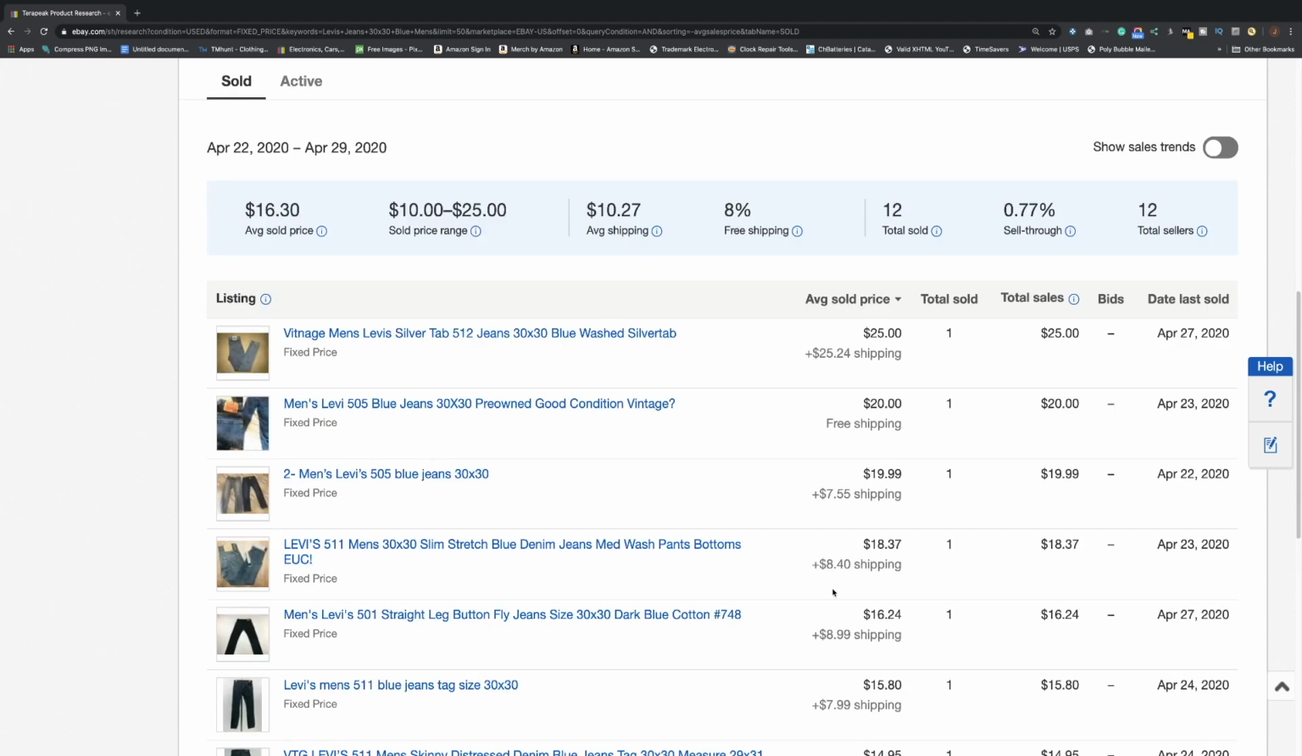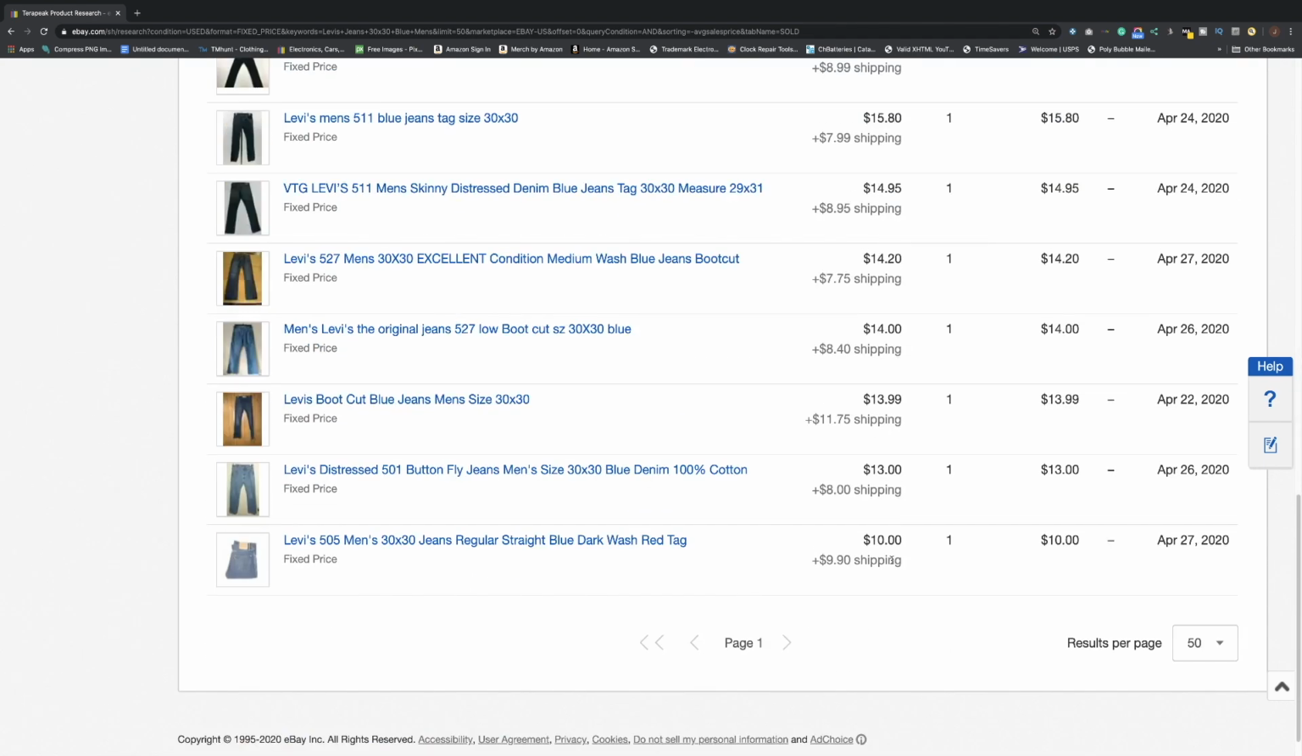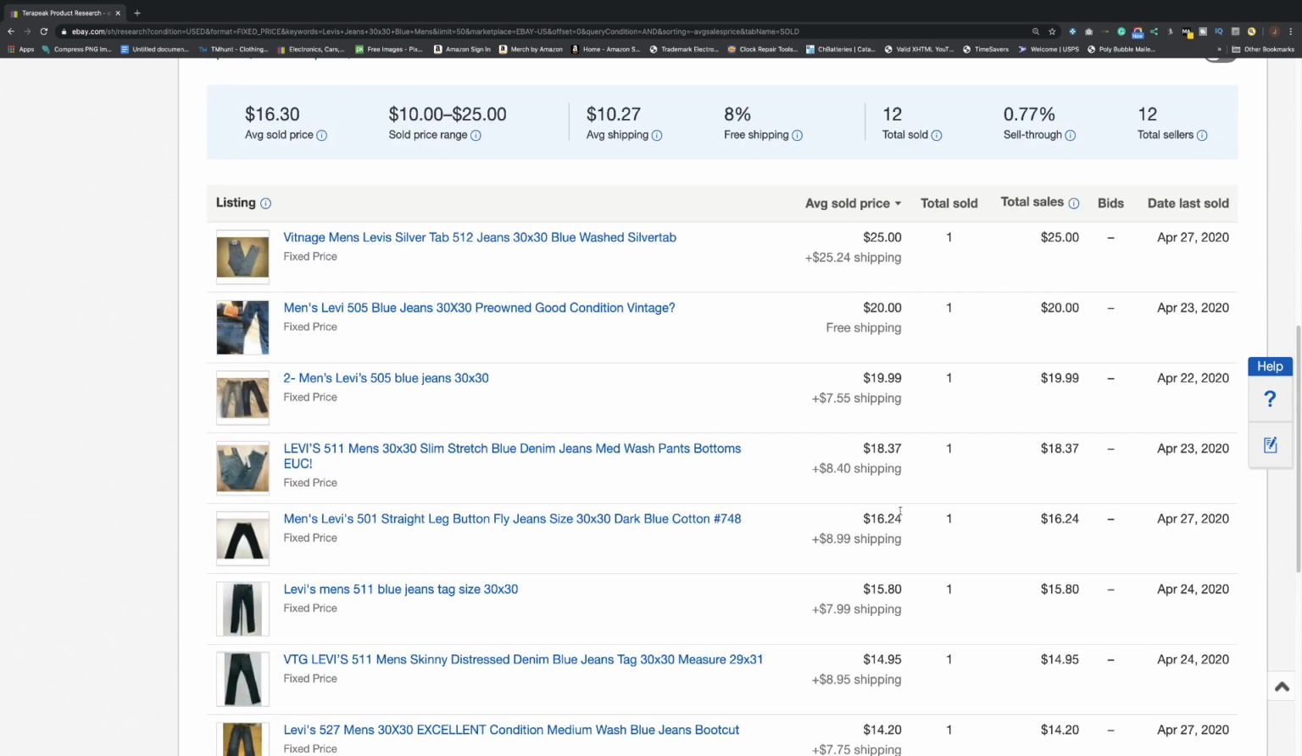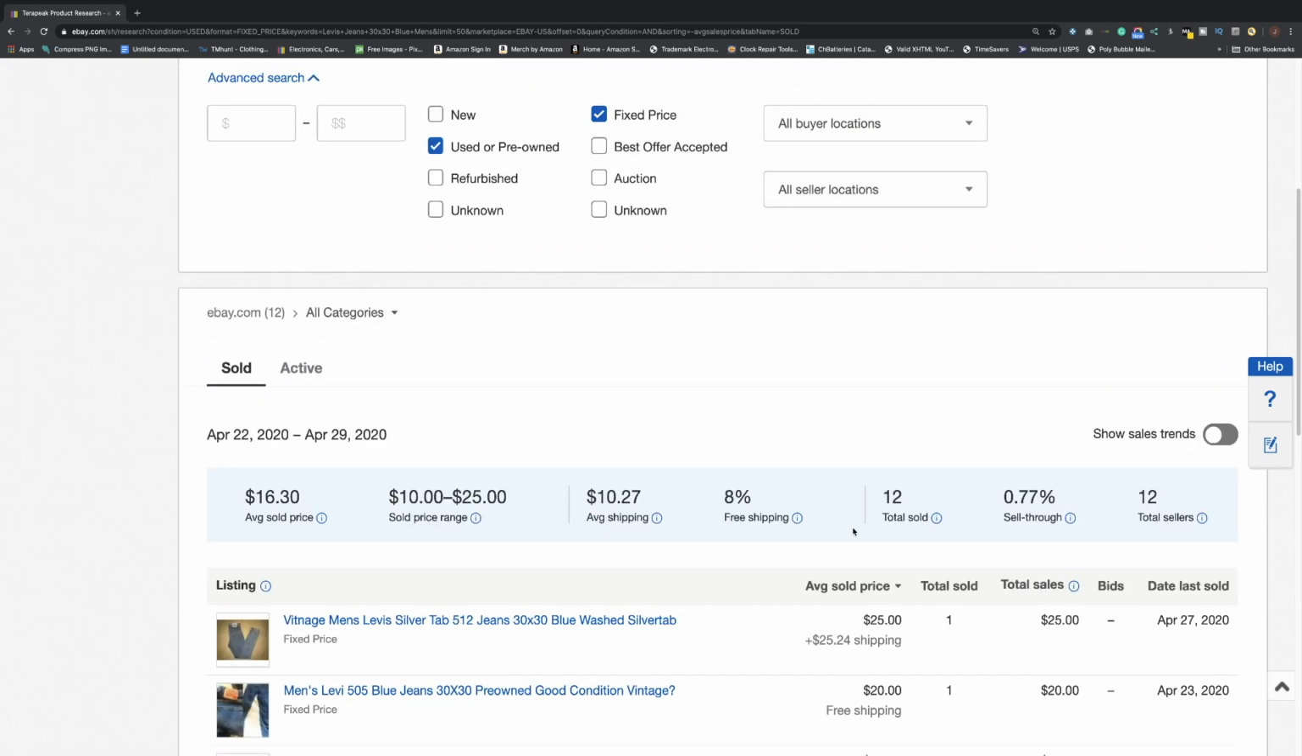Okay, so here's $18 plus $8. That's $25. $16 plus $9. Again, $25. $30. You can get that. So depending on the condition. So again, this person here gave it away. $10 plus $9, $13. You don't have to do that. You can charge a little bit more money if you know what to do, if you know how to look.